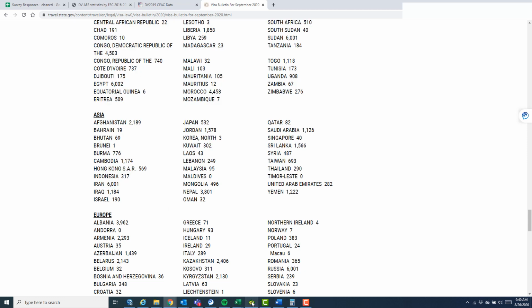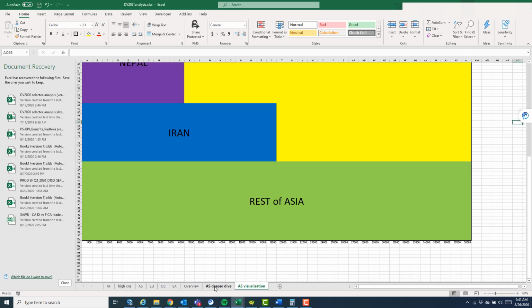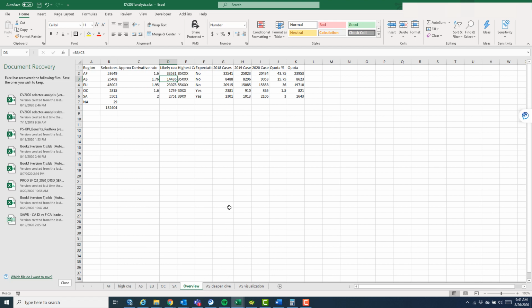So what I did was I've prepared a spreadsheet, and I'm going to show you some data here. That pretty picture was the point. I've shown you this data before, which is for the region of Asia. How many selectees are there according to the visa bulletin? What's my guessing derivative rate? And that's an approximation based on 2020 data. And therefore, how many cases we're likely to have? 14,436 cases. That's my guess.